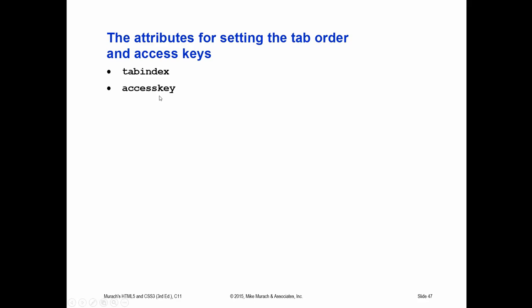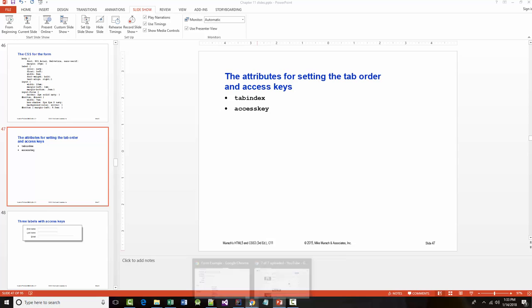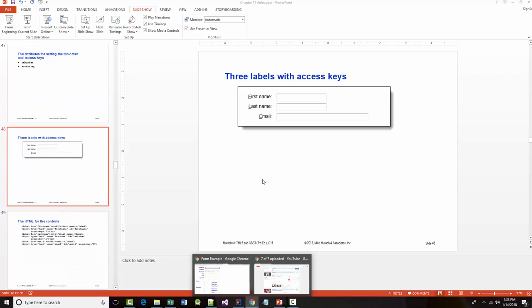Tab index and access key. Or tab order and access key, that's on pages 396 and 397. All right, let's take a look at those. In fact, we can set the tab order. So to set a tab order for a control, you use a value of zero or more. If you don't want it to be in the tab order, you can give it a value of -1. In fact, let's not do this. We'll just look at what they show here.